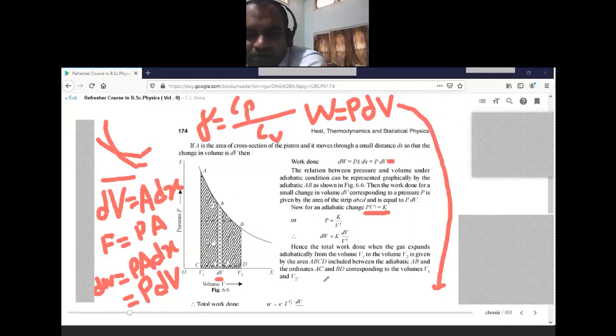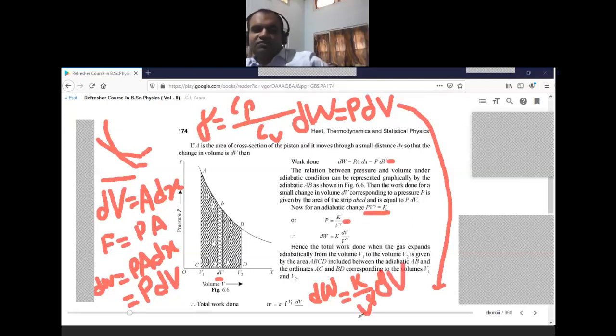So in place of P here, if we come down, I will write the work done. Sorry, this is not W, this is actually dW. So what is dW? dW will be, P is K divided by V to the power gamma, then dV is already there. So dW, the work done, is nothing but K multiplied by dV divided by V to the power gamma. So I hope you have understood up to this.